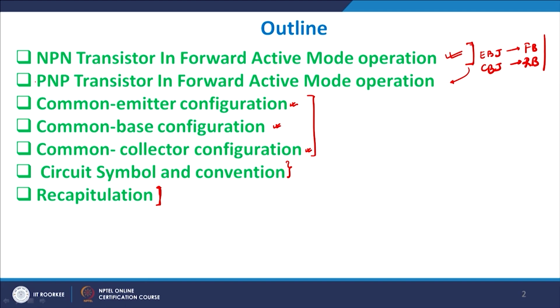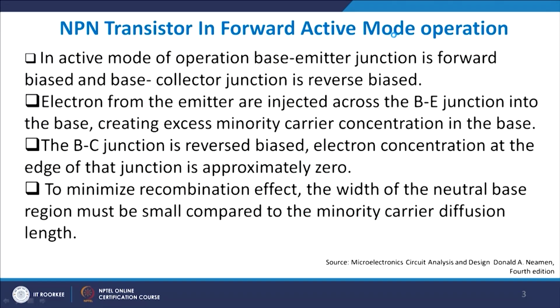So, let me explain how this first topic works, which is the NPN transistor in forward active mode configuration or bias. As I discussed with you earlier, in active mode of operation, the base emitter junction is always forward biased, and the base collector junction is always reverse biased. You have to ensure this base collector junction is not forward biased.